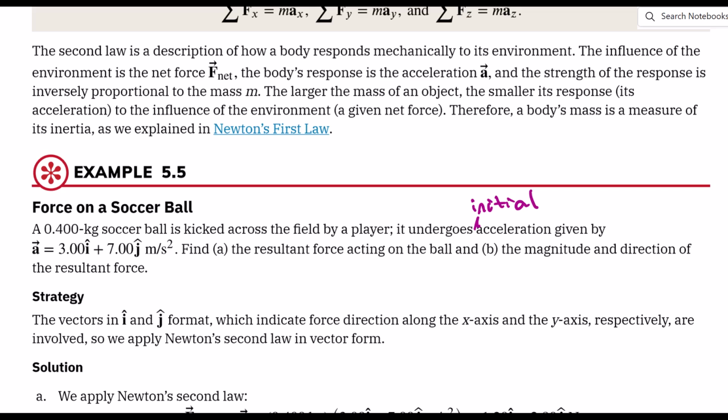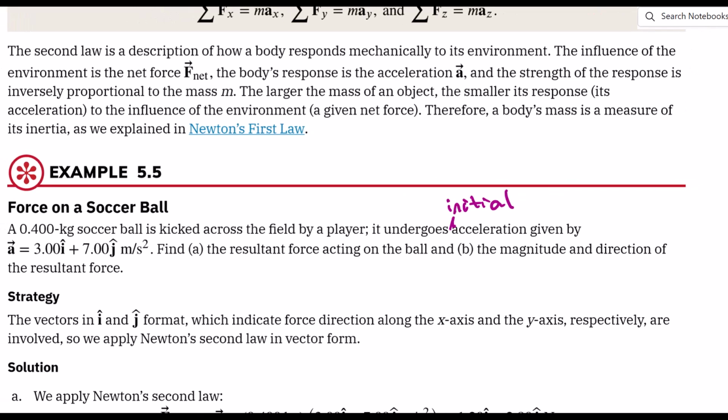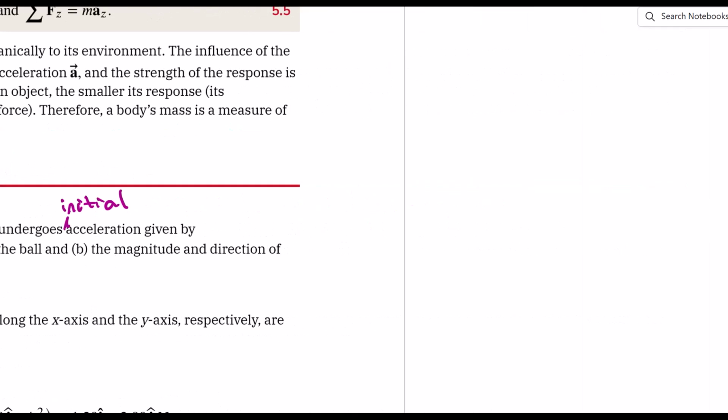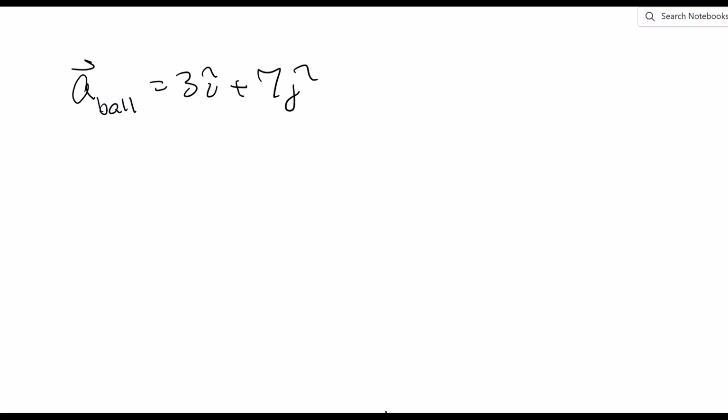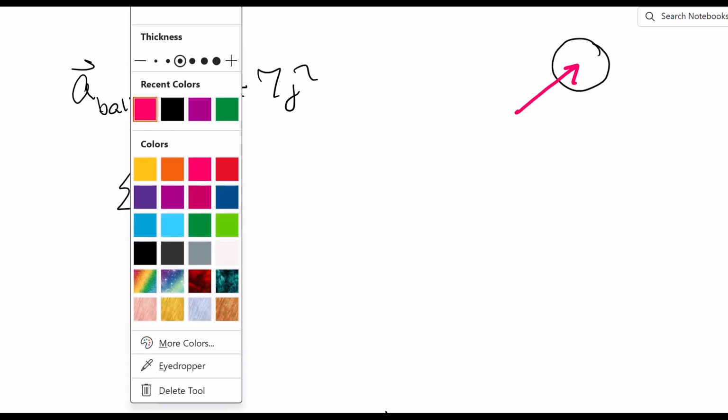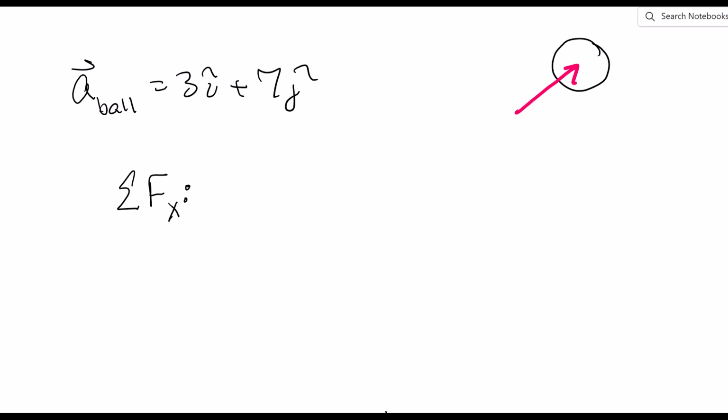Okay, so we know that the sum of the forces, and I'm going to rewrite this, so a equals 3i plus 7j hat. So acceleration of the ball equals 3i hat plus 7j hat. Okay. So since I know the sum of the forces in the x direction of the ball, if I draw a free body diagram of the ball, the kid is kicking it, so this is his foot, but I can resolve his foot force into x and y components.